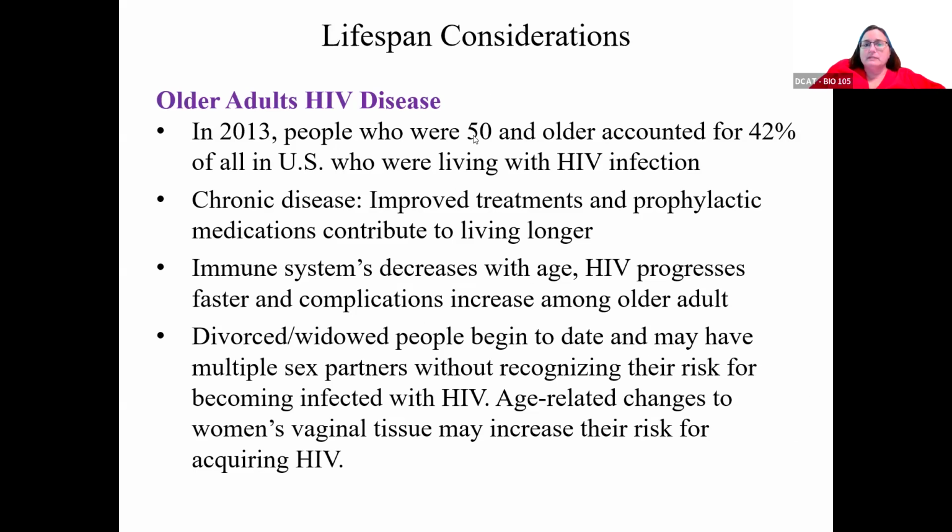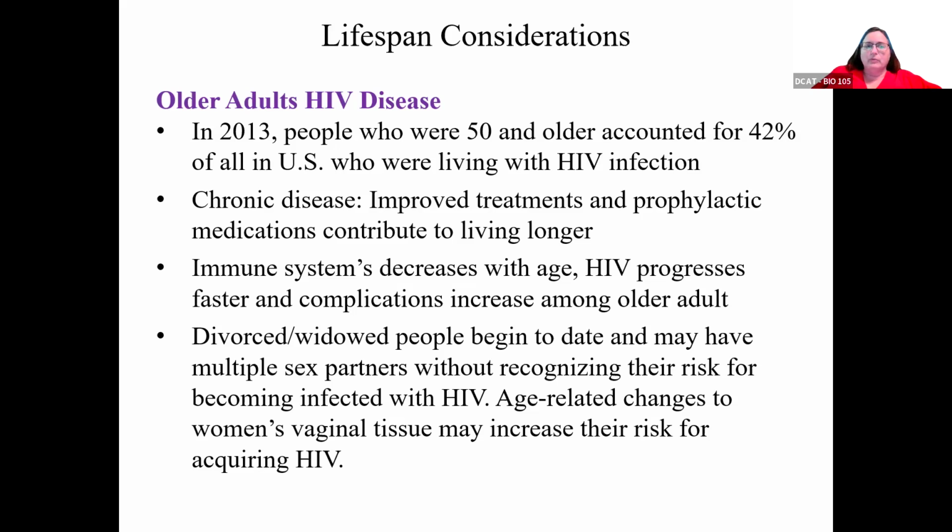So some other reasons, though, that people 50 and above get it is that as we get older, our immune system does decrease. I mean, we're 50, right? The immune system's 50 years old. So it's not going to be top notch, right? Which can allow the HIV disease to progress faster, and they can have more complications.